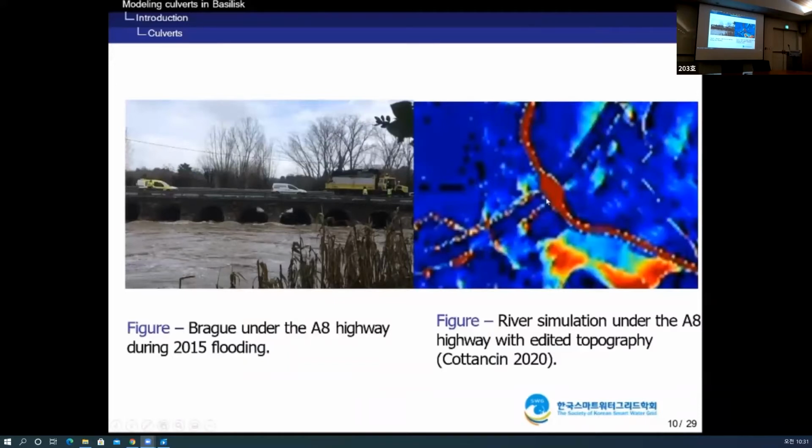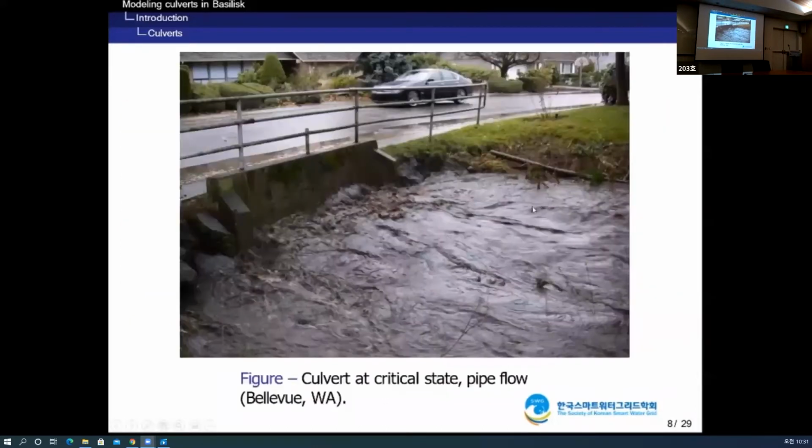And that's why in the software, choosing to remove the topography sometimes gives results that are a bit unrealistic. So this is an extreme example in the United States, where you see the culvert is completely full and the water will have lots of trouble to pass through the culvert.